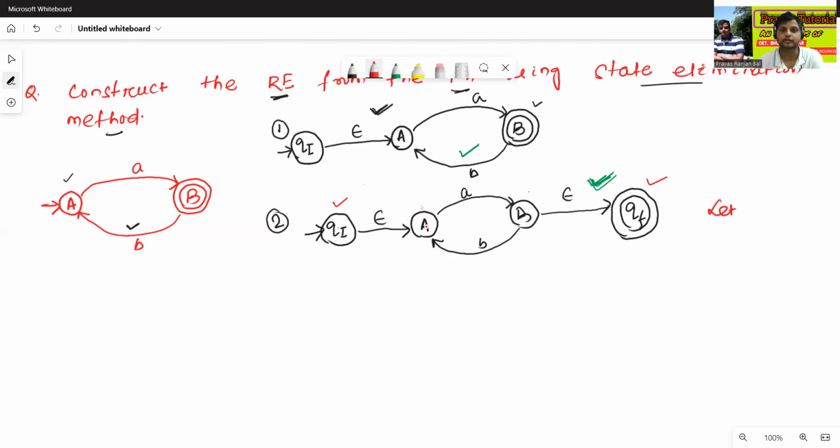First I'll eliminate A and show you. Then on the second page I'll eliminate B and show you what happens. Okay, don't worry. First let A be the eliminating element. When I eliminate A, just see, what happens?